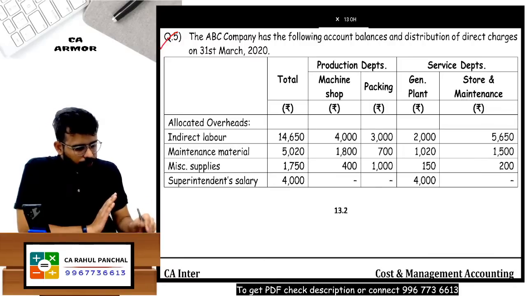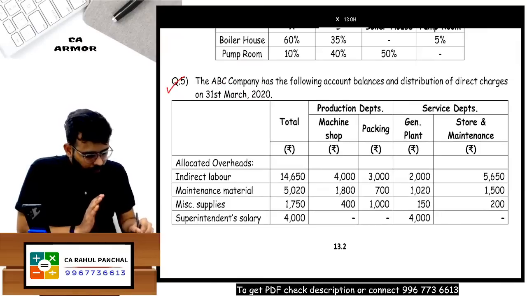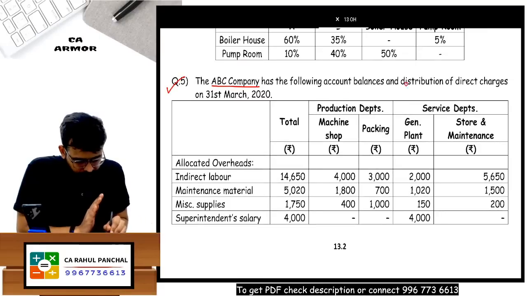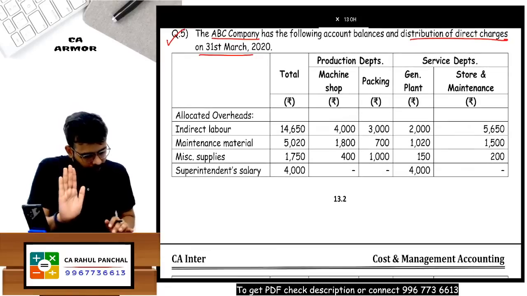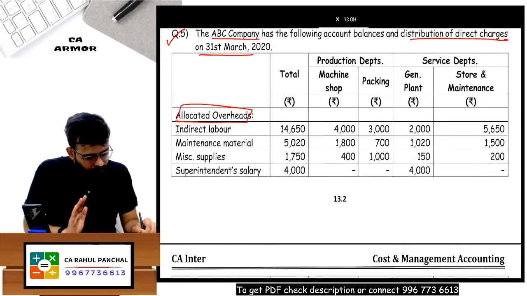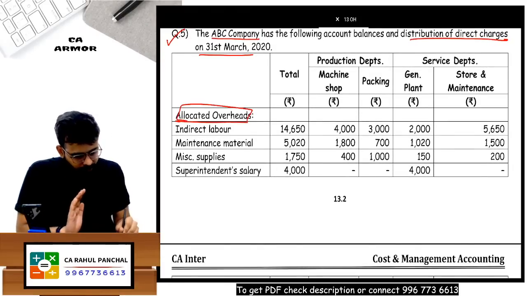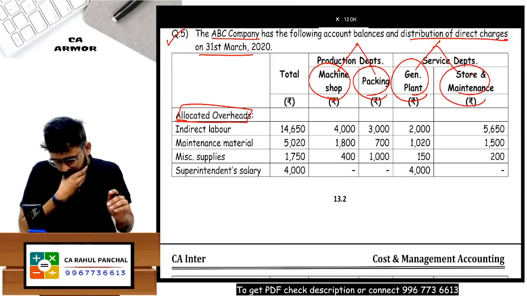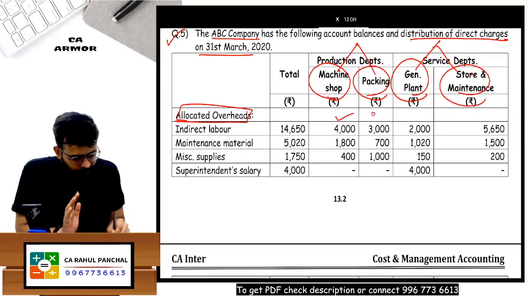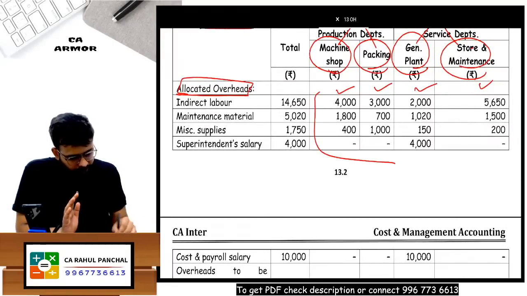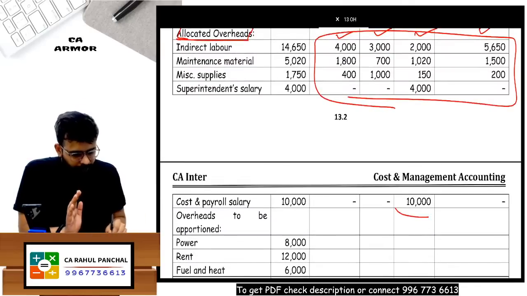Now, in this question, question number 5, ABC Limited has the following account balance and the distribution of direct charges. So if I see this company here, first of all, understand this allocated overheads. It means already given in the question that there are 4 departments, 2 production departments and 2 service departments. Now these are my costs, and what you will do is you will just directly copy this entire thing. These all costs will be copied directly as it is.